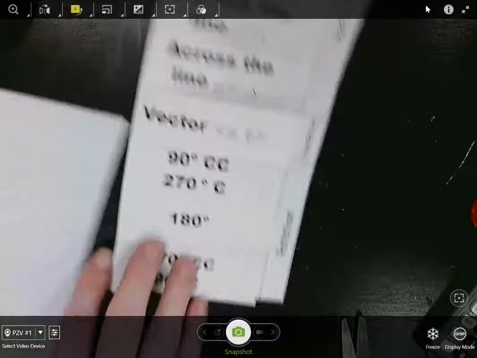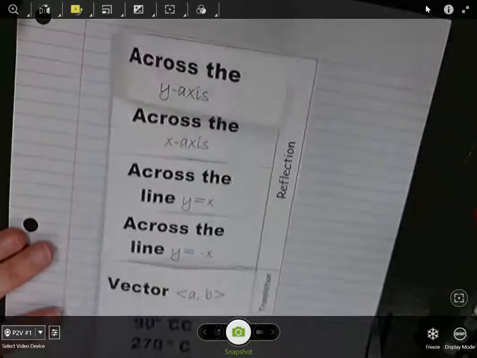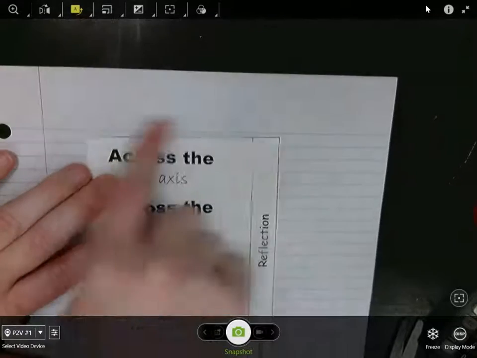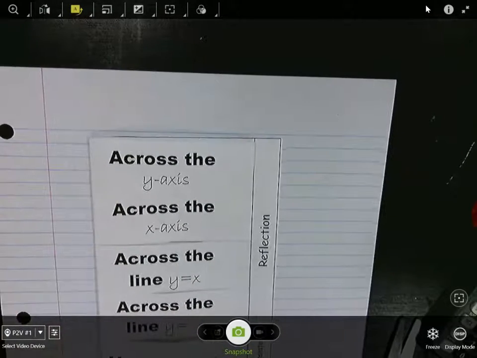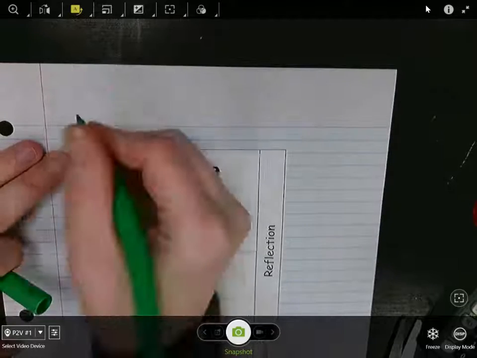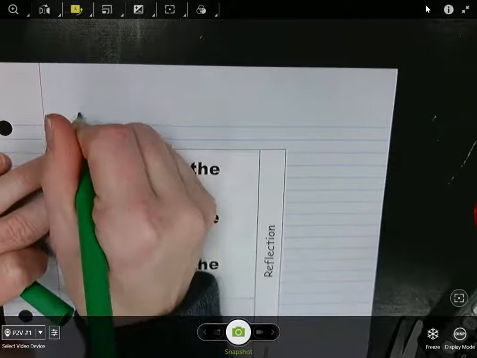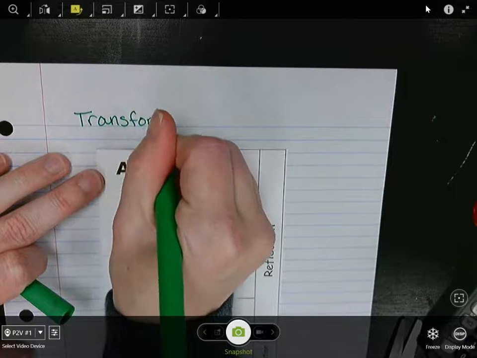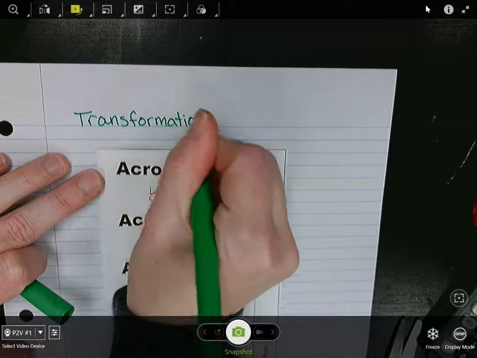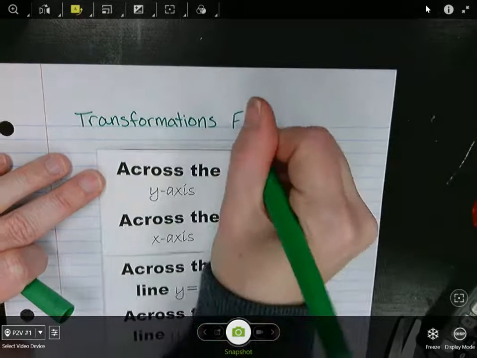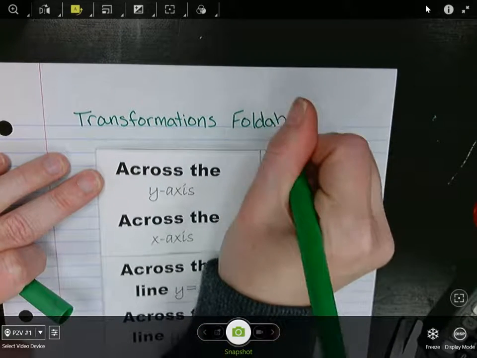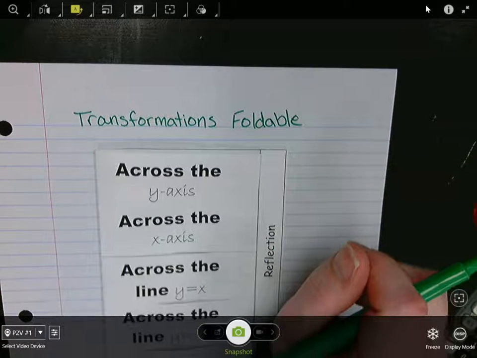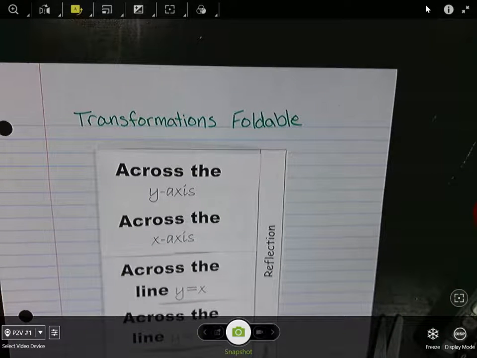Once you're finished, you need to get a piece of notebook paper, and you need to glue this on there, just like that in the middle, but leave the heading. And you are going to title this paper Transformations Foldable, because it has them all on there that we've discussed. It has 5.1, 5.2, and 5.3. And then this would be the very next page after the 5.3 rotations foldable. Again, I will confirm what those pages are in class today.